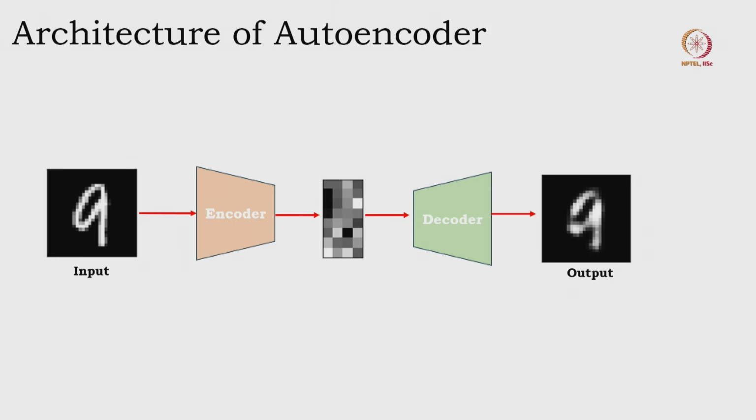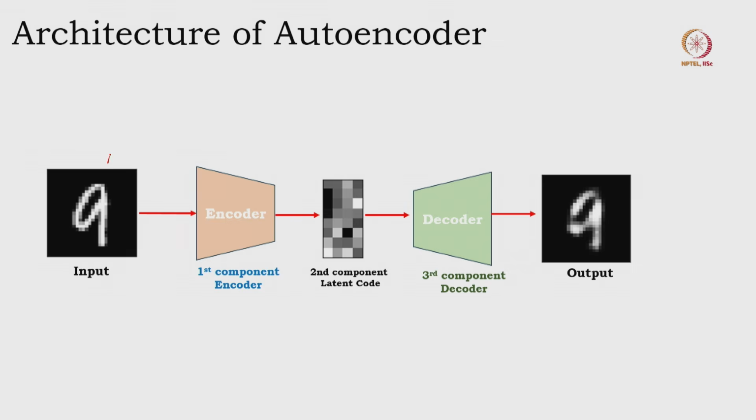So this is the architecture of an autoencoder. In this particular architecture, we can see there are primarily three components. One is the encoder, second we have a latent code, and the third we have a decoder. So the three important components are encoder, latent code, and then the decoder. Now, what exactly is the working mechanism?